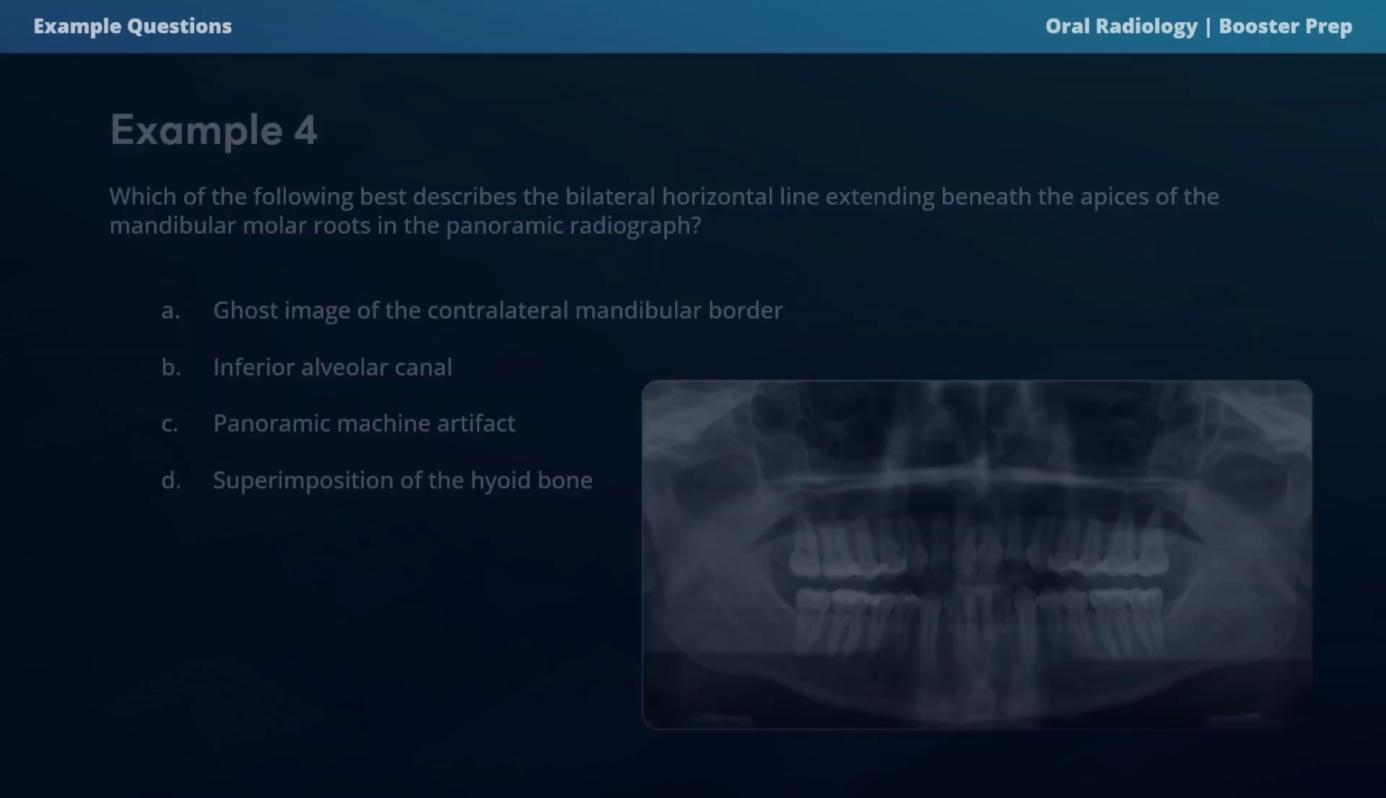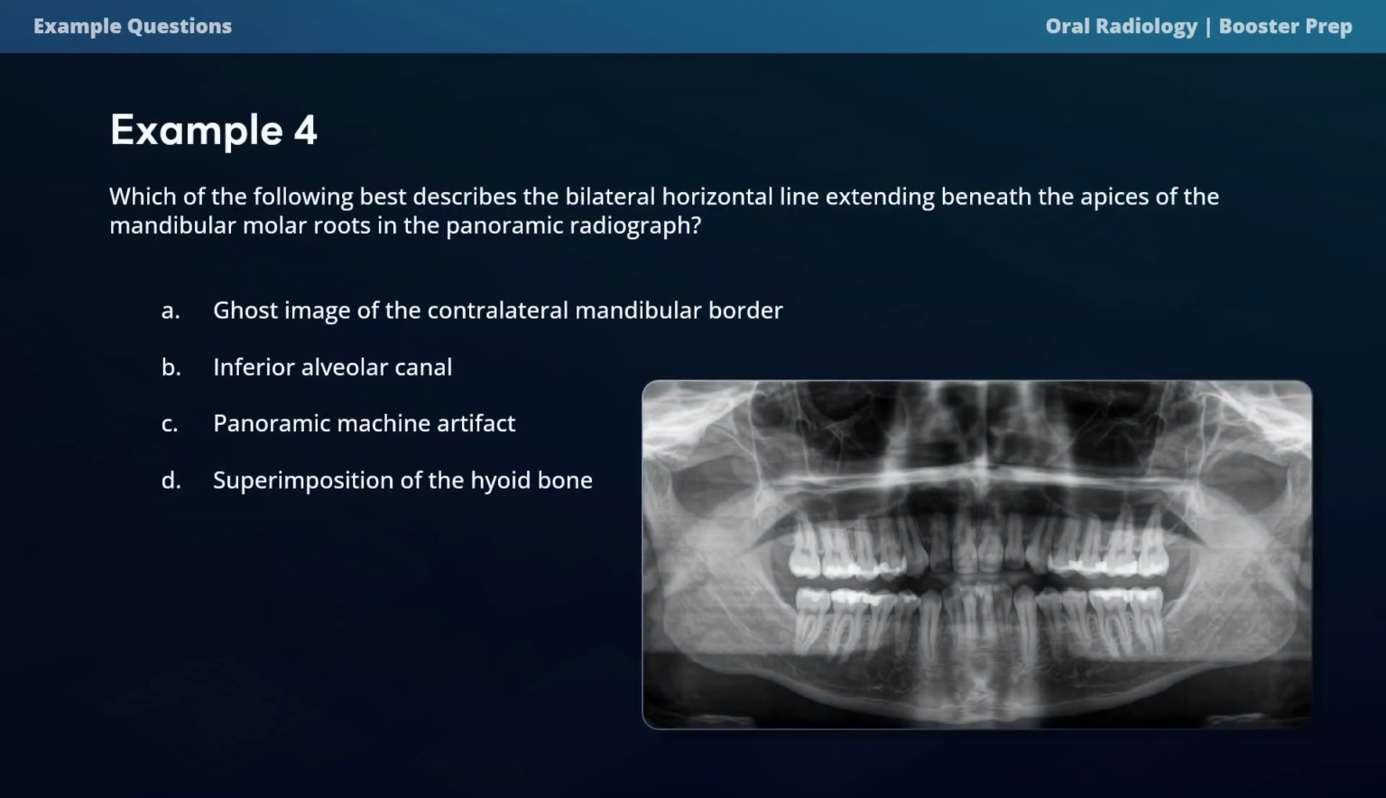Our final practice question asks, which of the following best describes the bilateral horizontal line extending beneath the apices of the mandibular molar roots in the panoramic radiograph? Alright guys, take a second to pause and to try the question. Okay, let's take a look. The correct answer here is A, ghost image of the contralateral mandibular border.